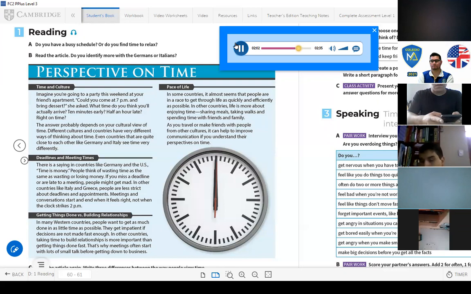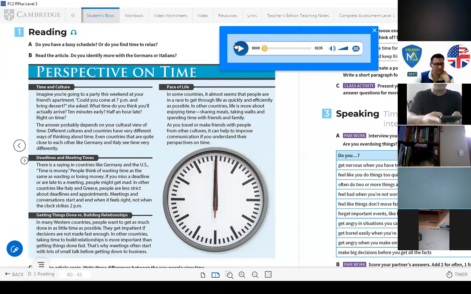Pace of life. In some countries, it almost seems that people are in a race to get through life as quickly and efficiently as possible. In other countries, life is more about enjoying time, sharing meals, taking walks, and spending time with friends and family. As you travel or make friends with people from other cultures, it can help to improve communication if you understand their perspectives on time.